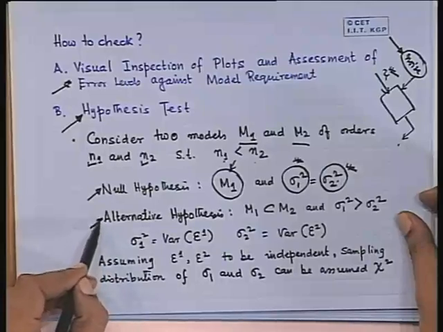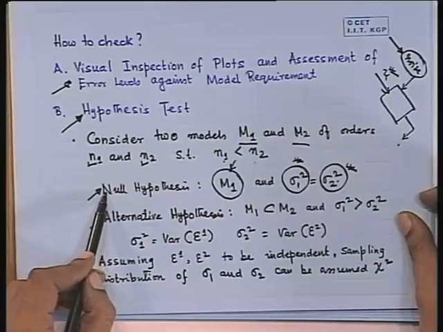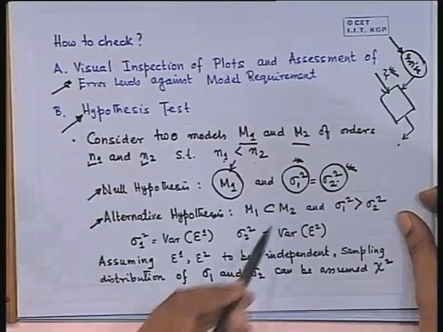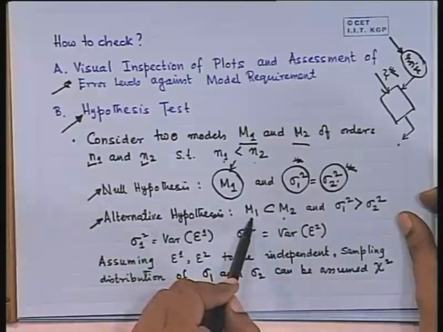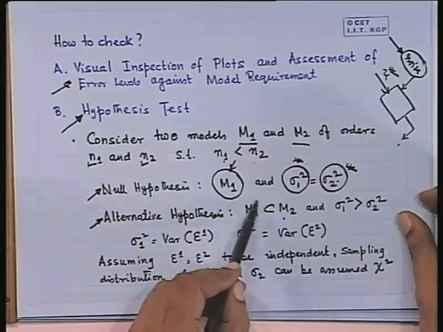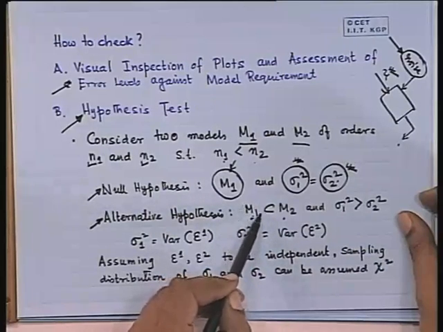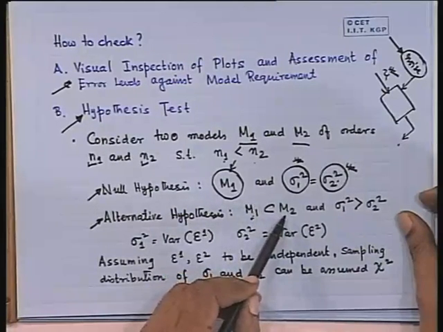So, and what is my alternative hypothesis? If this is rejected, then my alternative hypothesis is that M2 is actually a more general model than M1. The class of models described by the M1 structure is a subset of the class of models. A first order model is a subset of second order model structures. All first order models can be described by a second order model structure, but there are second order model structures which cannot be described by first order model structures. Therefore, this is a subset of this.